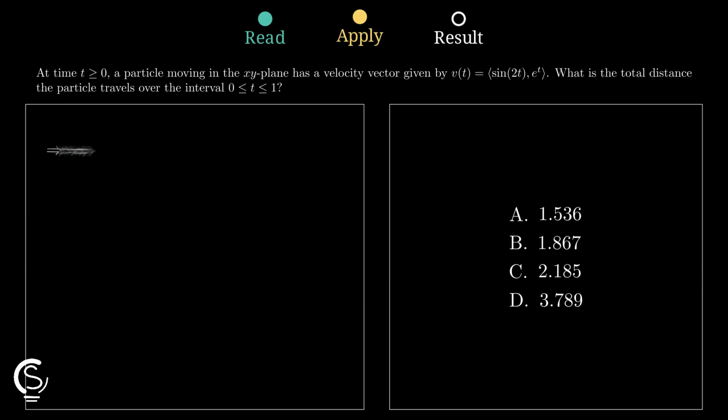Next, we add those squared terms together and take the square root of the sum. This gives us the magnitude of the velocity, which is the speed of our particle.